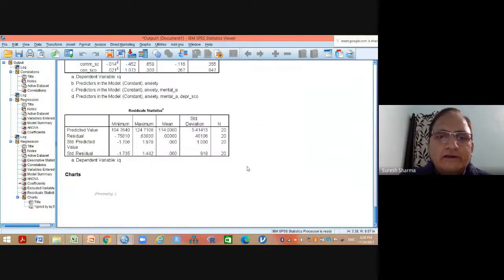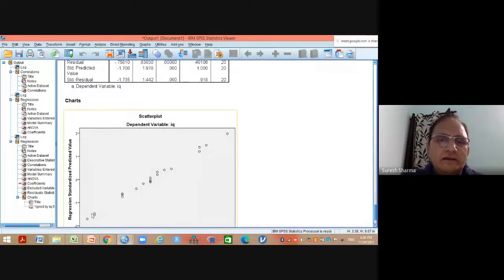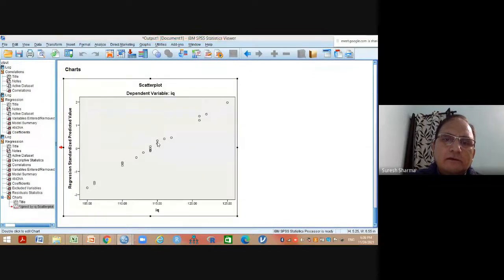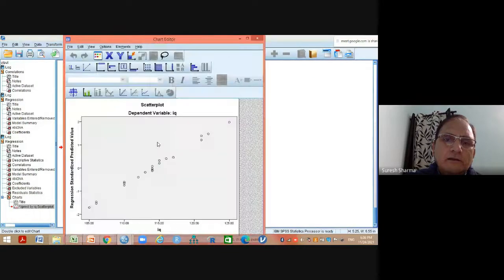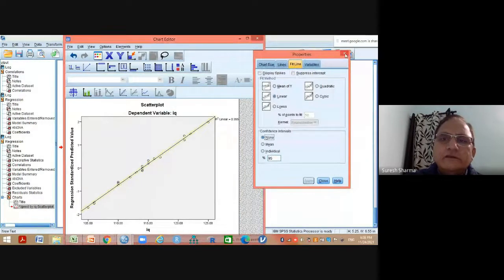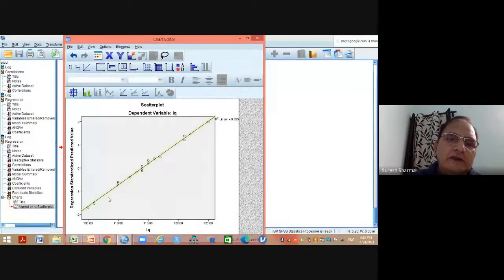And here is the predicted equation also, you can see. This is the actual model, actual observations, and the predicted observations out of the model. And if you go for the line drawing, let me double click and place the line, fit line at total. There is hardly any difference between actual values and predicted values. These are actual values, which you can see on the line, and these are predicted by the model. Very close.